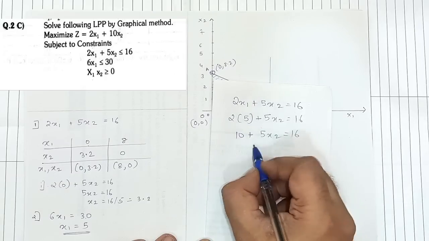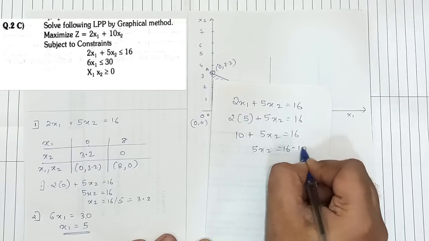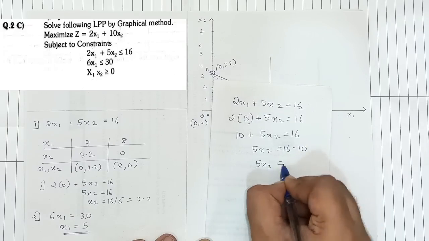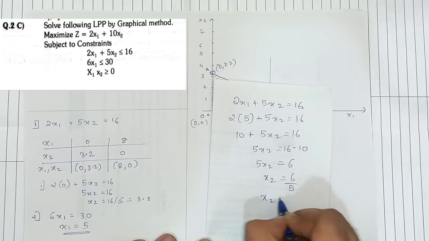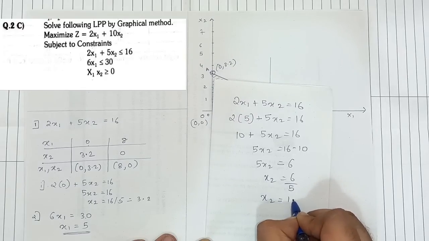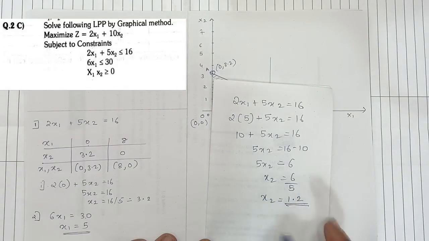So it becomes 10 plus 5x2 is equal to 16. When 10 goes to the other side, it becomes minus 10, so it becomes 16 minus 10. So 5x2 is equal to 6, x2 is equal to 6 divided by 5. So x2 is equal to 1.2 when you divide it. Therefore x1 was 5, so our x2 is 1.2.